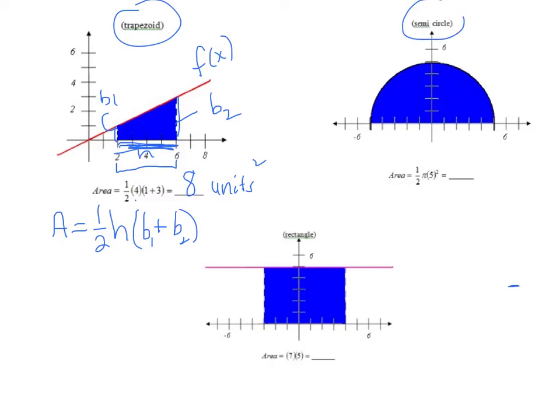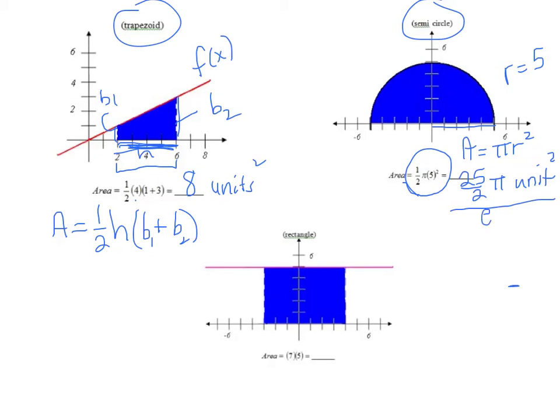Okay, this is a semicircle. It has a radius of 5, which I can just find by counting. So it's half a circle. Well, the area of a circle is pi r squared, so half a circle would be 1/2 pi r squared. So this would be 25/2 pi units squared. Now, this is the exact form. If I wanted the approximate form, I could put that in a calculator and get it. This is sufficient for now.